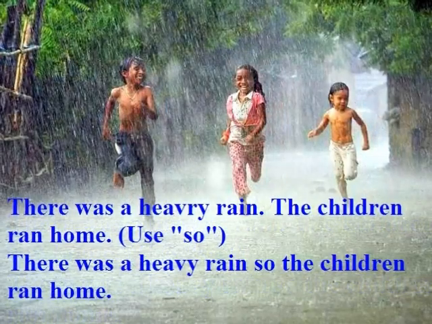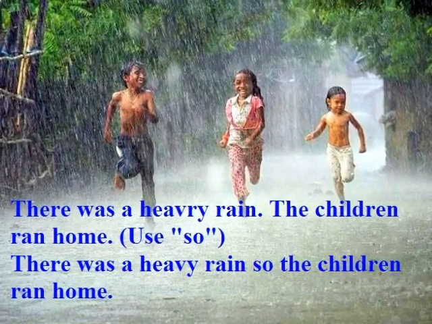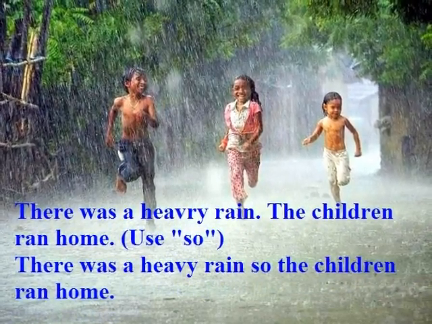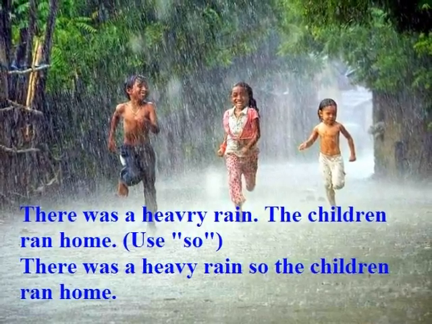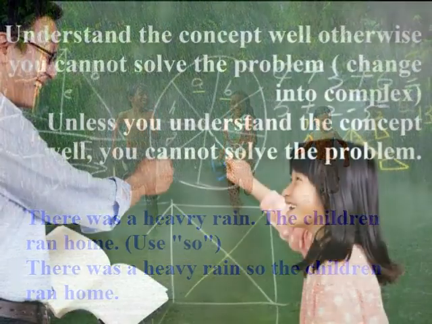Now look at the sentences. There was a heavy rain. The children ran home. Use so. So is the coordinating conjunction. It is to be placed in the middle of two independent clauses. There was a heavy rain, so the children ran home.